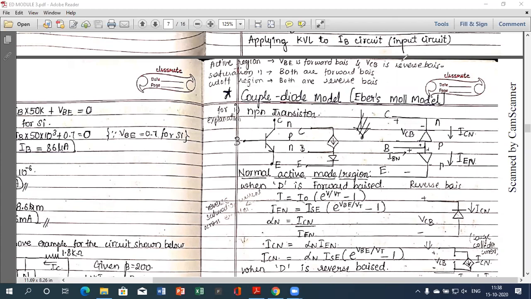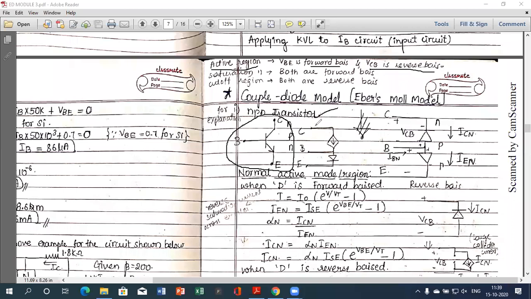Now we have taken one NPN transistor. Look at this NPN transistor. It has three regions or terminals, that is collector, base, and emitter. We know that when this NPN transistor operates in the active region, the base to emitter junction is forward biased, and collector to base is reverse biased. So this is for the active region.